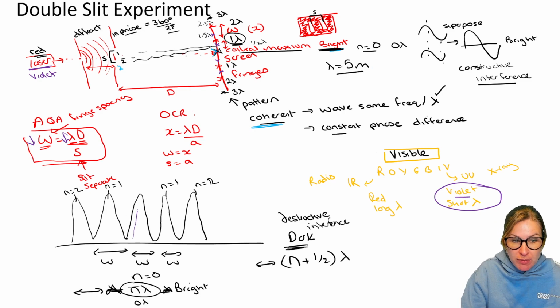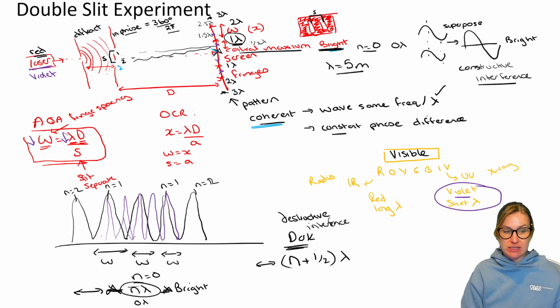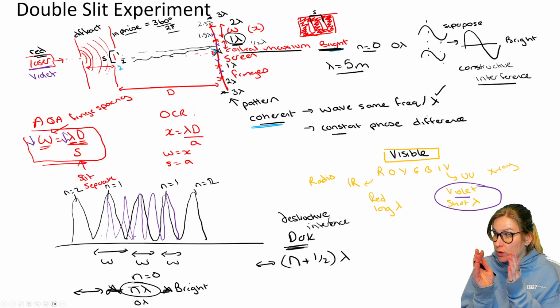So I'm going to have my central maximum, again, my peak of my violet light, and then the slit width stays the same. So you can see the pattern all gets squished into each other because what we did was we dropped the value of W because we used light of a shorter wavelength. So you see, we still have bright fringes, but it's all been squished together.